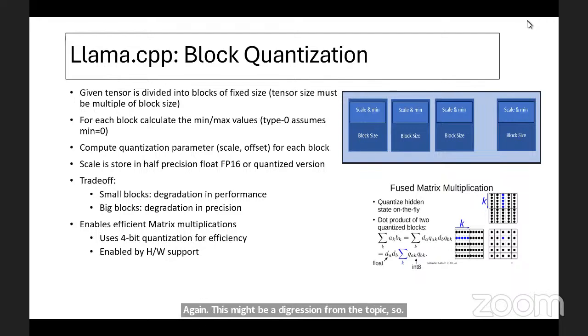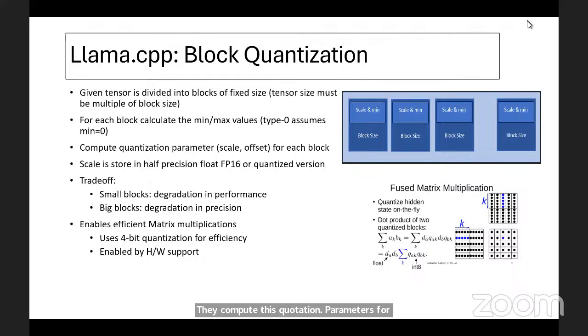But there are a lot of publicly available tools that will help you with the quantization analysis. Yes. So, coming back to the Llama.cpp implementation, again we are trying to do matmul or fully connected. They divide the whole tensor into smaller blocks and compute these quantization parameters for each block.